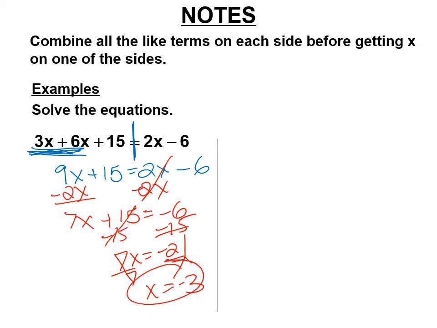All right, so we combined our like terms because they were on the same side of the equal sign. Then we subtracted 2x to get them all on one side. All right, let's try another one.